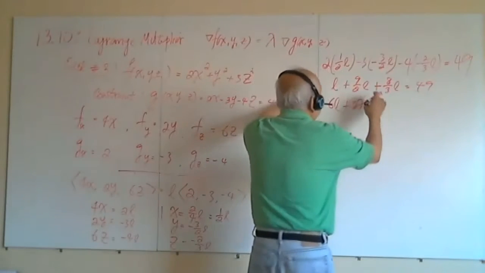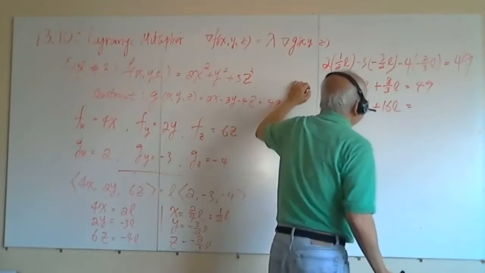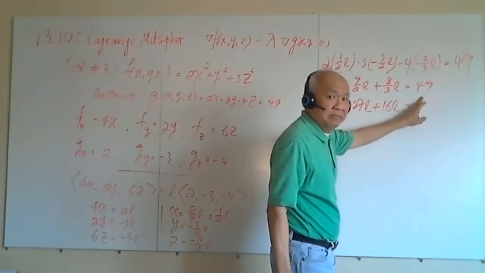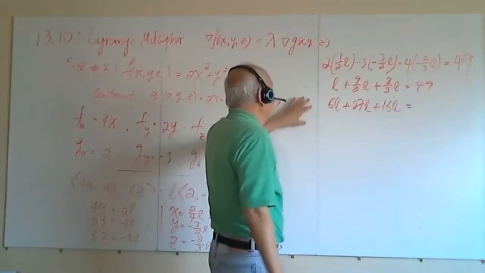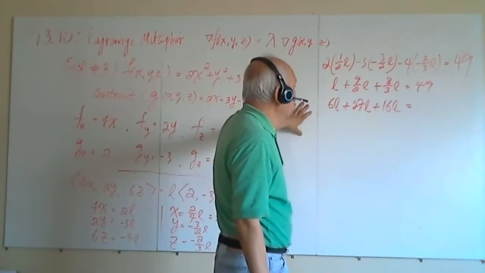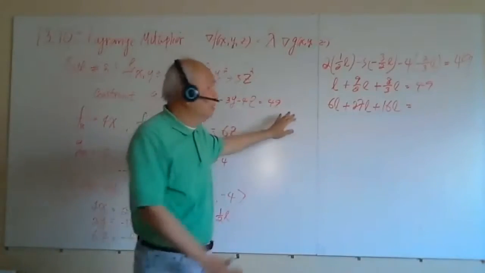And then here I need to multiply 8 by 2, because remember I multiply left-hand side and right-hand side by 6, so 16L. And then somebody help me, what is 49 times 6? I have a calculator. 49 times 6 is 294.